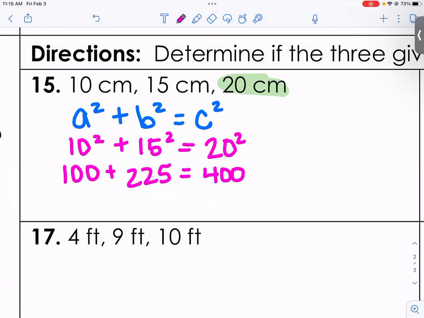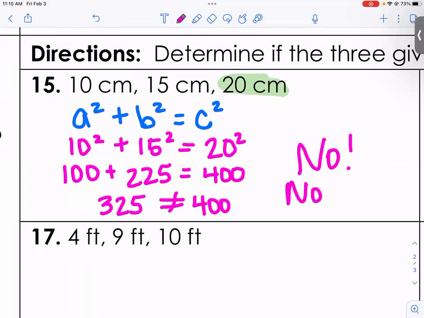100 plus 225 is 325. And that does not equal 400. So no, this is not a right triangle.